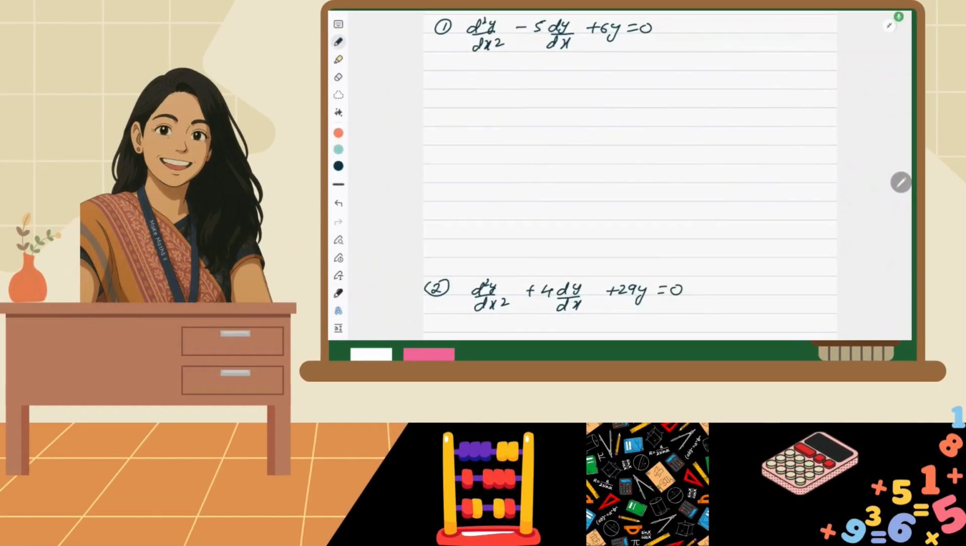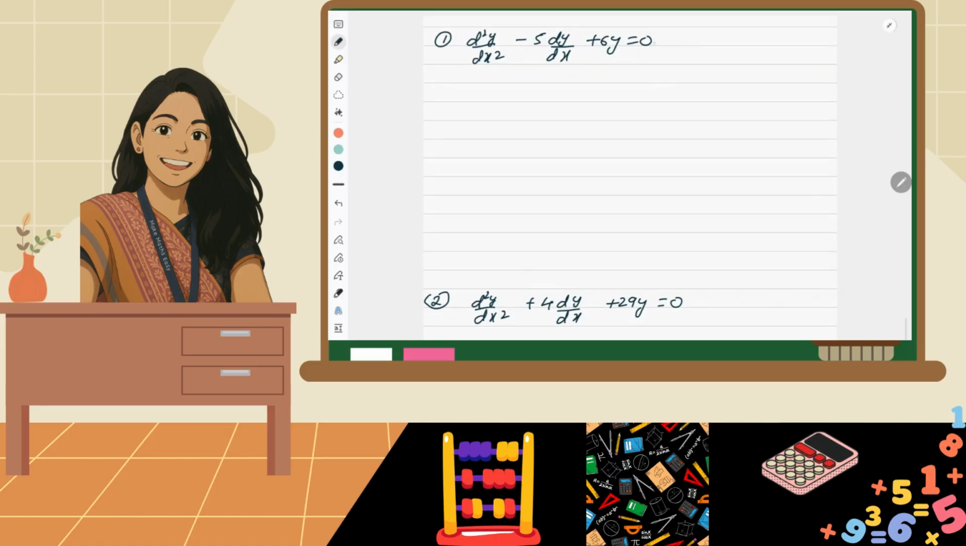Hello students, in my last video I told you the rules of complementary function and explained how to find complementary functions. So let us start with the questions. Suppose this is a differential equation. Obviously the right side is 0, so it is a homogeneous differential equation. So the complementary function is the only answer here, right?